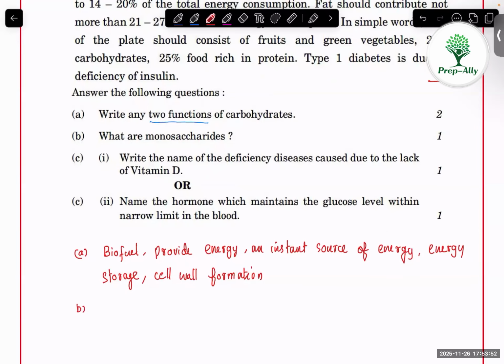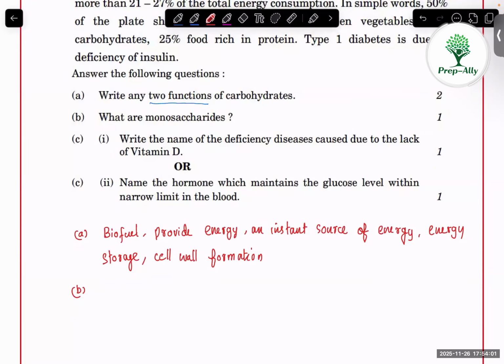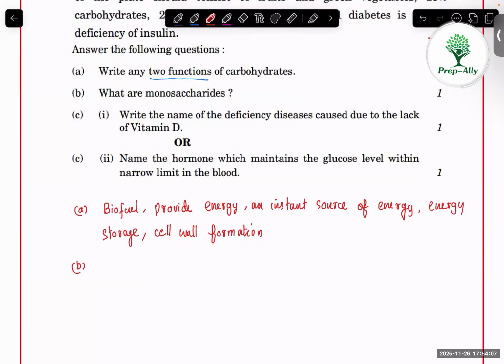So the second question is what are monosaccharides? So here also they have asked what are monosaccharides. A mistake which students generally make is that they directly give the names of monosaccharides, like either glucose, fructose or galactose. That will not give you marks. You need to give the proper wording of what exactly monosaccharides are.